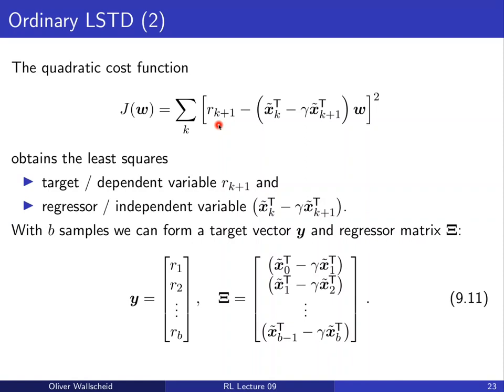And as this is the section on batch learning, we can sample up to B target vectors and regressor vectors from our data set, and can arrange a target vector Y, which is then here the 1 to B rewards we have sampled, and our regressor matrix in the least squares sense would be then vectors out of this difference here of the discounted feature vector and the actual feature vector in a transposed way, and we can just write them here underneath each other such that we get a regressor matrix in the usual way of ordinary least squares.